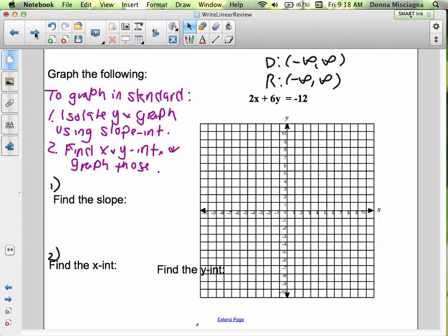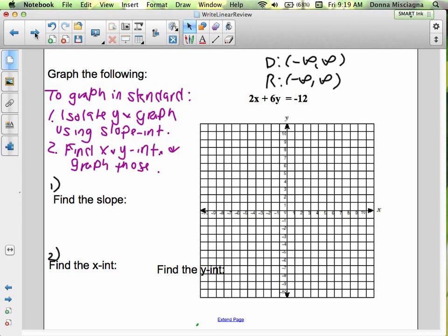Here we have another one. Now we have standard form. All right, you have two choices here. You can either isolate y and graph using the slope and y-intercept, or you could find the x and y intercepts and graph those. Either of those would be fine. Doesn't matter to me. I'm going to do both of those things. Let's graph using the x and y intercepts, and then we'll find the slope. That way you know how to find the slope and the y-intercept, and you also know how to find x and y-intercept. So you could do either one.